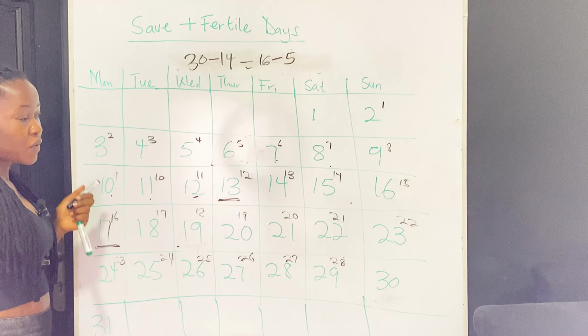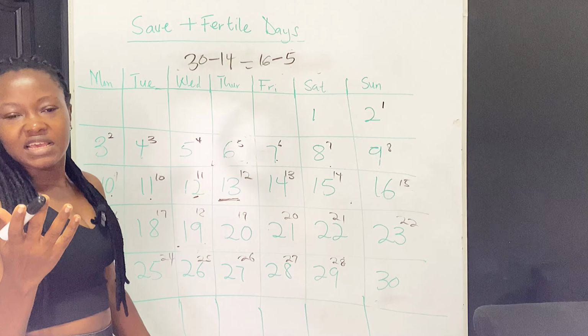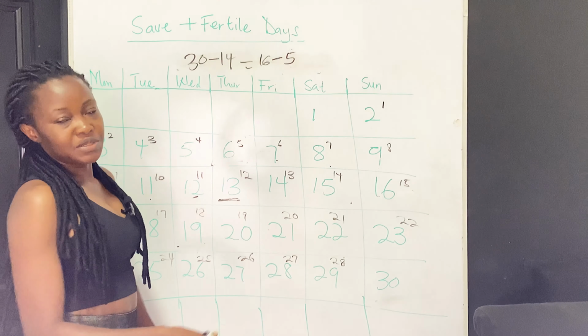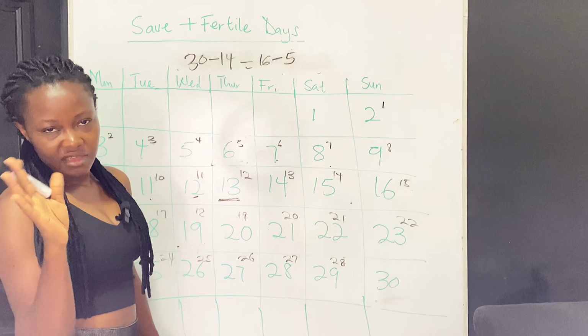So the safe days, like I said, are 11 days, and then this 7 days is the danger zone. So you have 11 days plus 10 more days, about 21 days being your safe days, and then the rest becomes the danger zone.